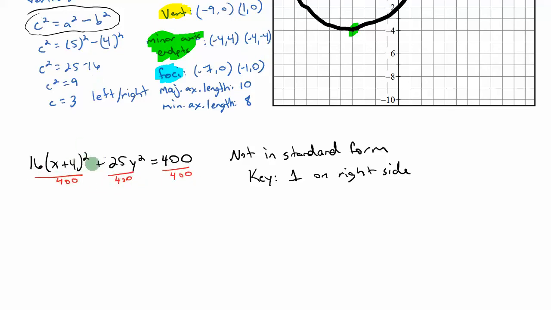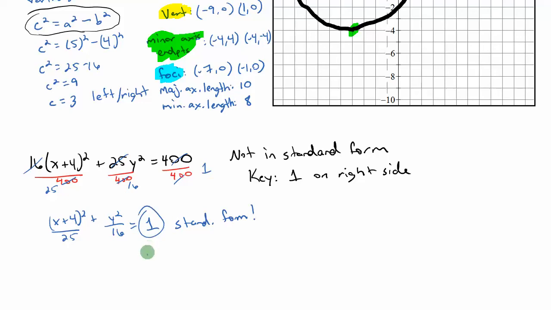And now these two fractions on the left reduce. 16 goes into 400 25 times, leaving a 25 on the bottom. 25 goes into 400 16 times, leaving a 16 on the bottom. 400 divided by 400 is just 1. So you end up with (x plus 4) squared over 25 plus y squared over 16 equals 1. And now that is in standard form. Okay, so the key to this is getting that 1 on the right side.